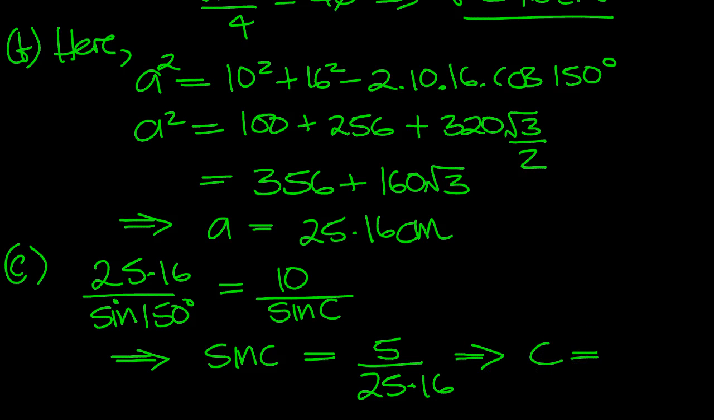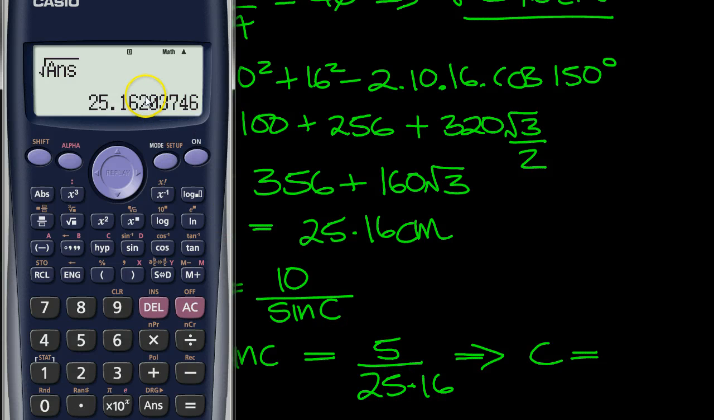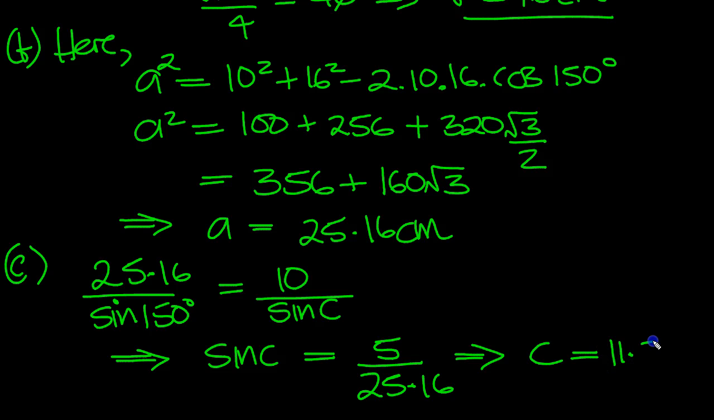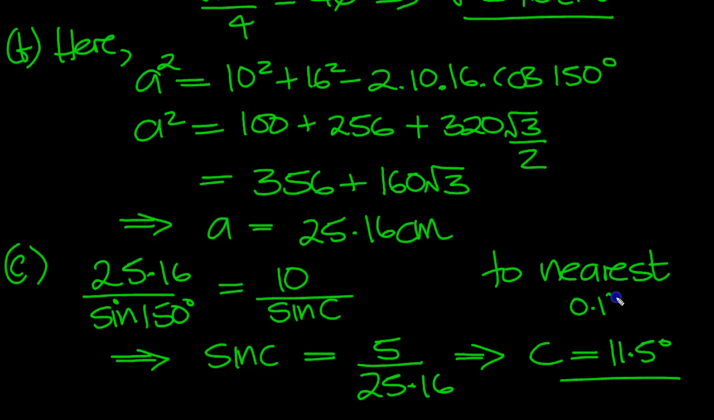So let's go to our calculator, 5 over 25.16. We've got the answer here. So 5 divided by the answer equals, shift sine now of the answer. So inverse sine of the answer that we obtained. And we get 11.46. So the nearest 0.1 is here. So that'd be 11.5 degrees to the nearest 0.1. C is 11.5 degrees.